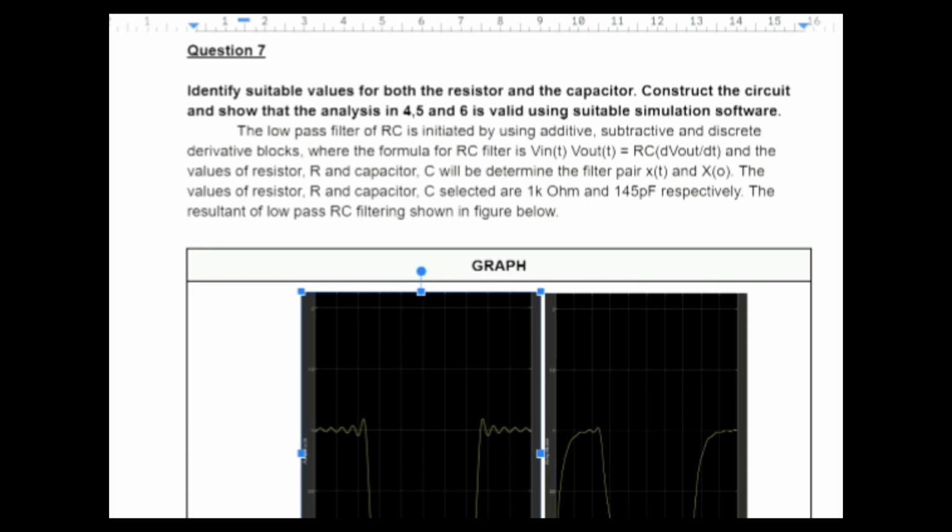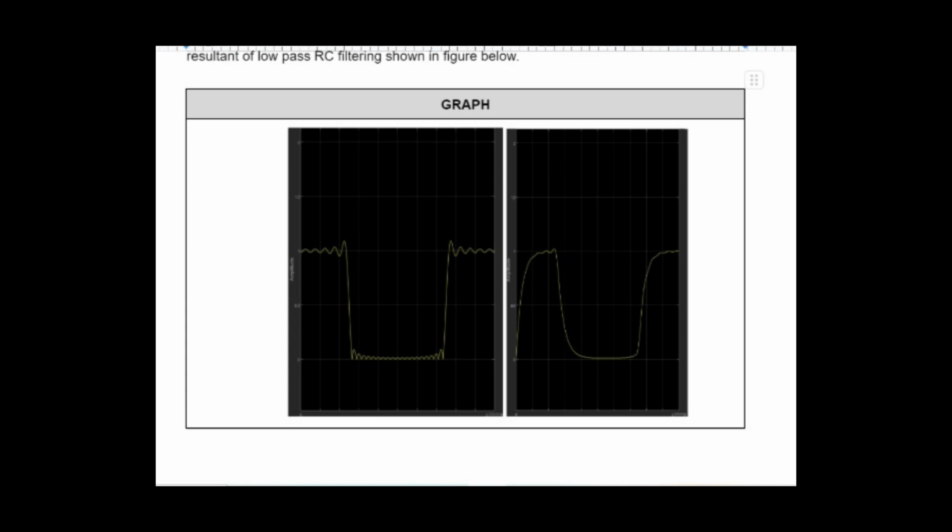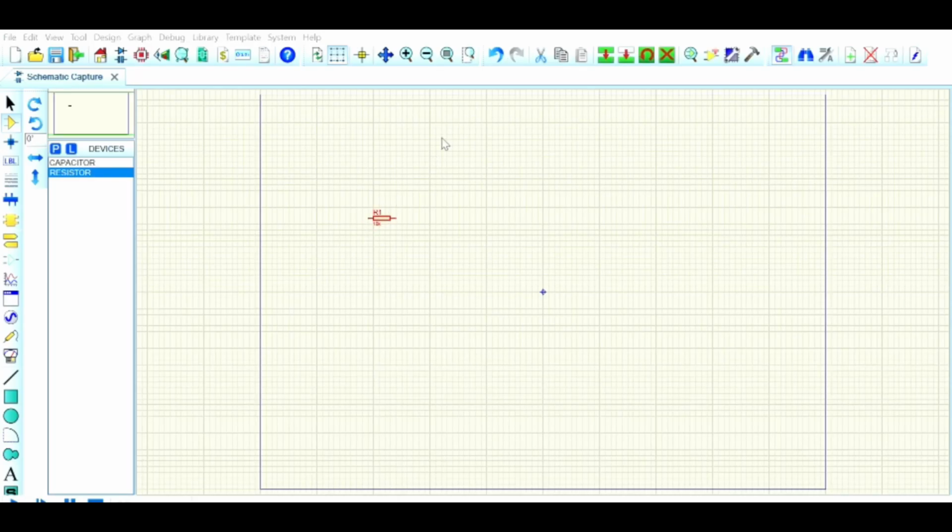The values of resistor R and capacitor C selected are 1k ohm and 145 pF respectively. The resultant of low-pass RC filtering is shown in the figure below. Firstly, we insert the resistor and capacitor and then change the values to the determined values, which are 1k ohm for the resistor and 145 pF for the capacitor.